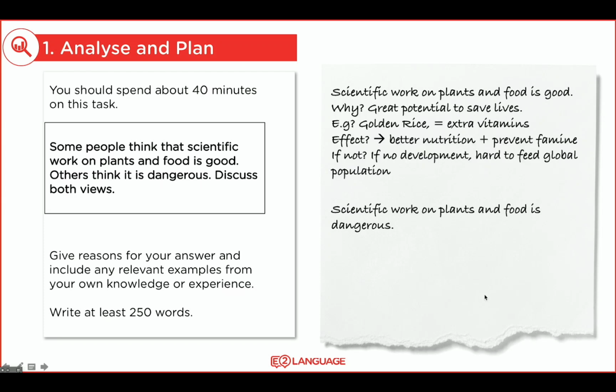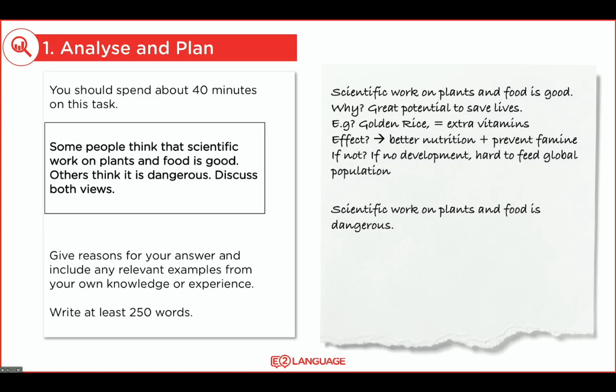For the part that says that it is good, we might say why, because it has great potential to save lives. For example, golden rice gives extra vitamins in that particular food source. The effect being that it has better nutrition and it prevents famine. And if no development, it's hard to feed the global population. So we have lots of information that we can include there on why meddling with plants or making changes to plants and food scientifically is a good idea.